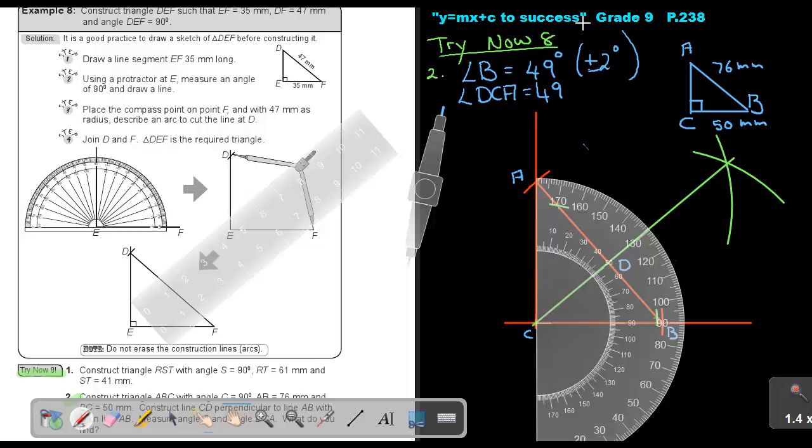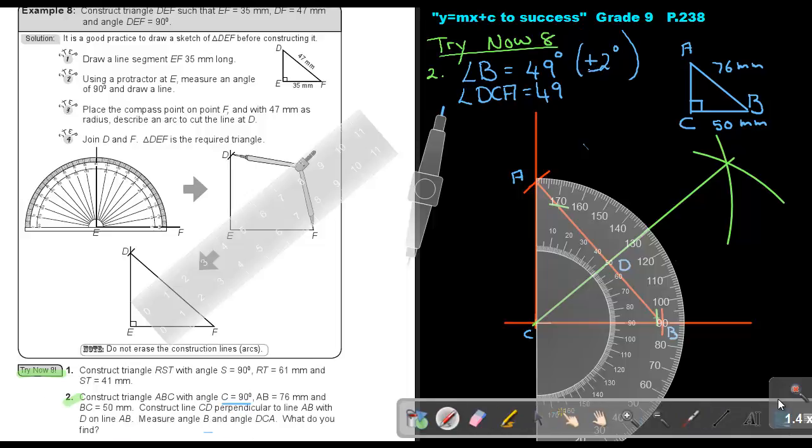So the last question, and I just have to go back here. What do you find? You find that the two angles are equal. Or maybe due to accuracy, it can be approximately equal to the same value. Okay.